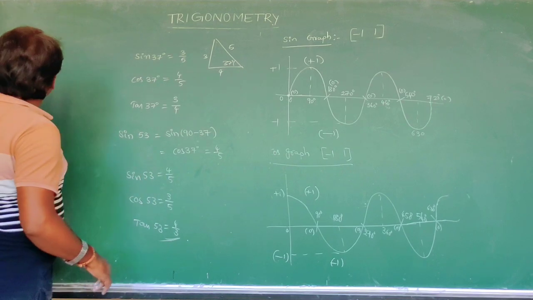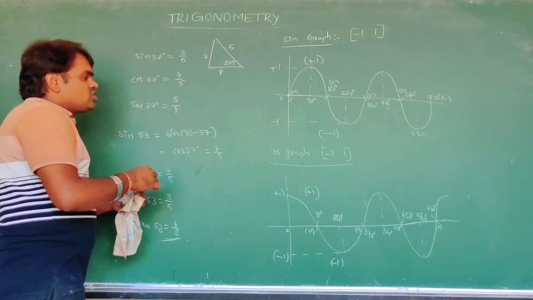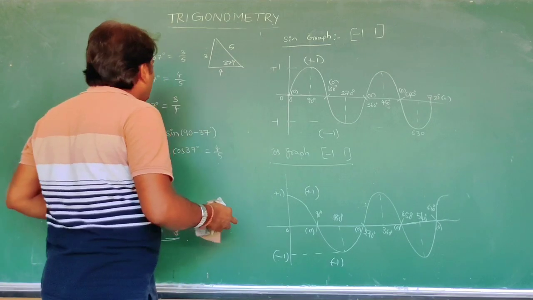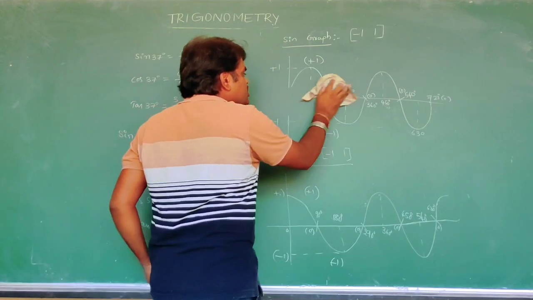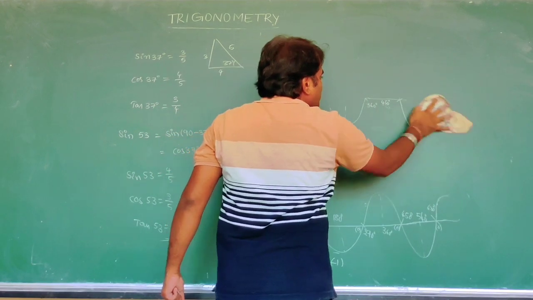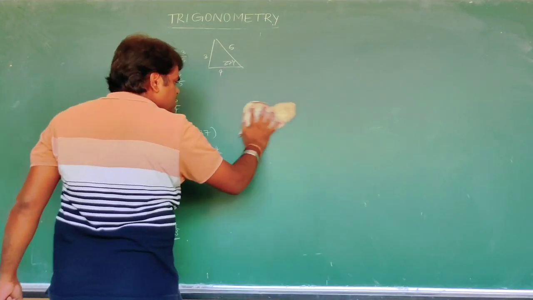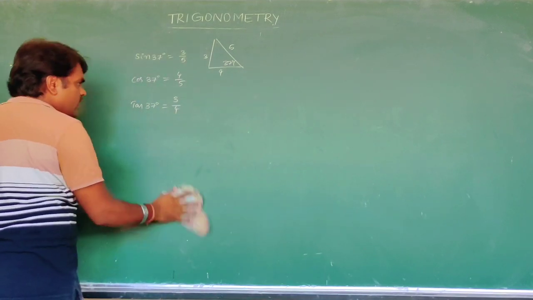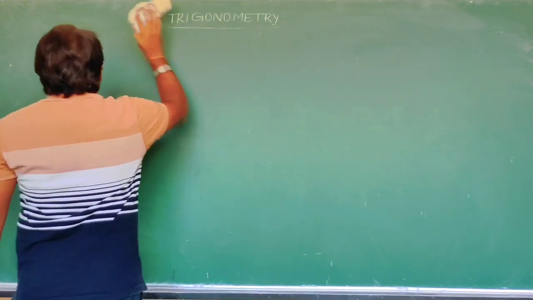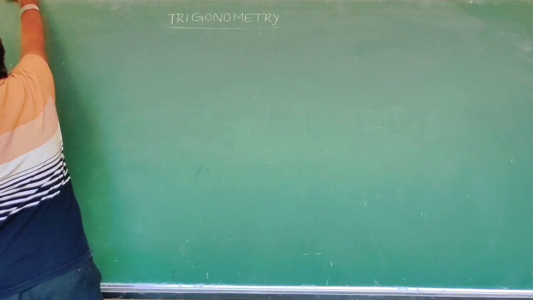Now we are going to discuss the changes in the values of trigonometric ratios at different angles. To understand, there is a very simple technique, you can see that.